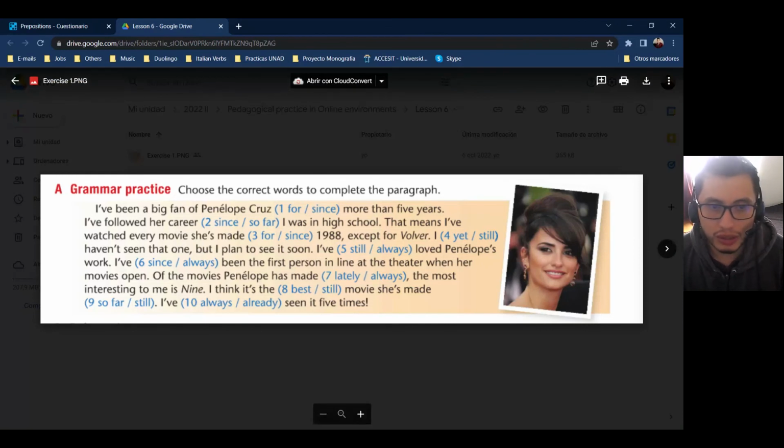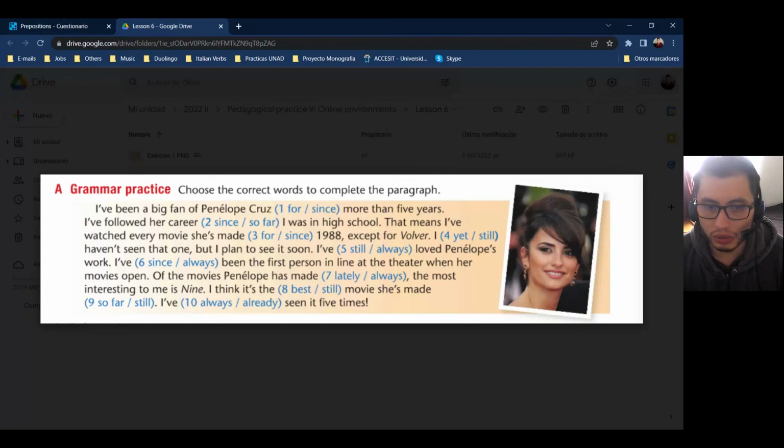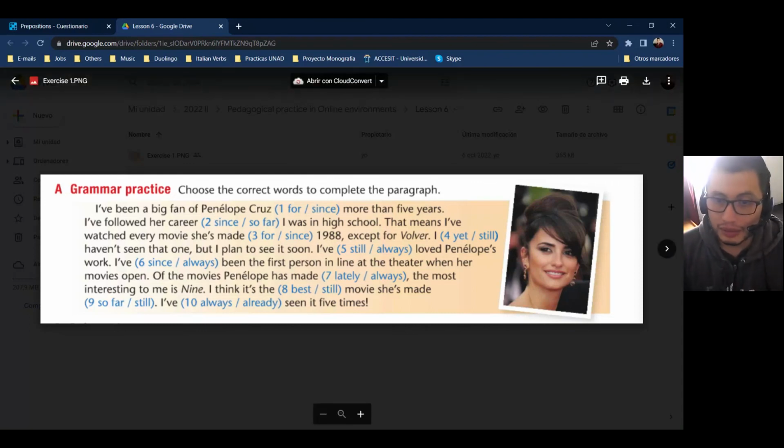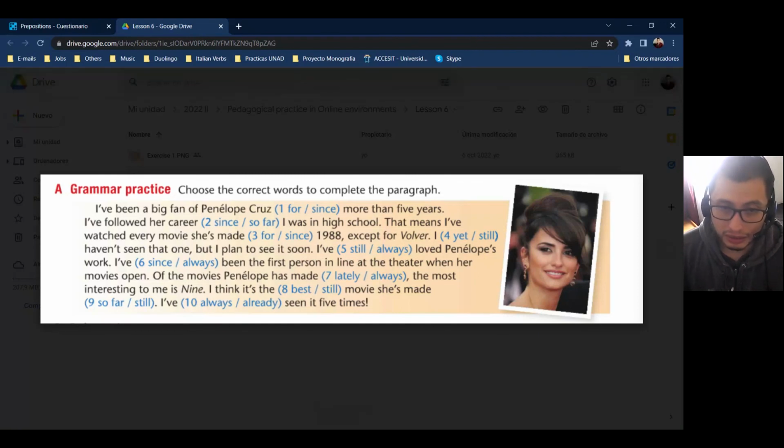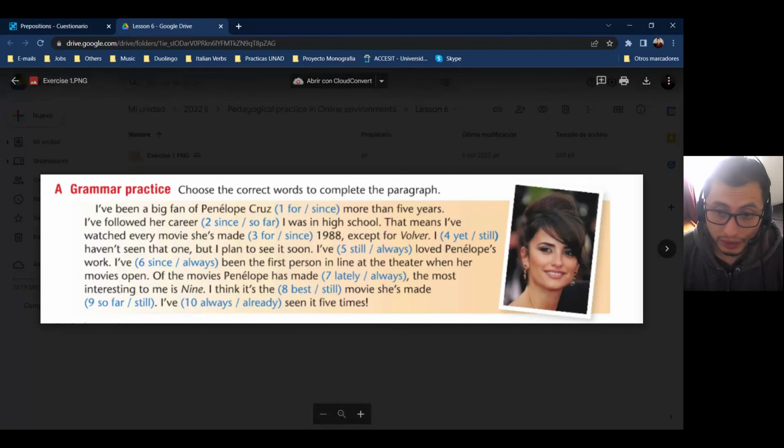"I've followed her career since I was in school." "I was in school" is a specific moment in the past. "That means I've watched every movie she's made since 1988." Again, 1988 is a specific time in the past, so I'll say "since." "Except for Volver. I still haven't seen that one." So "still haven't" means that you have not watched it until this moment of your life. "But I plan to see it soon."